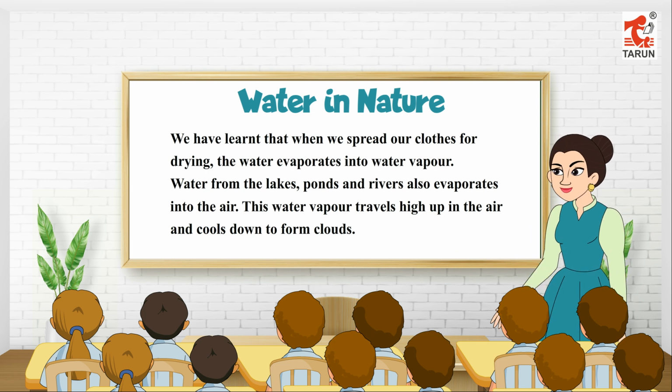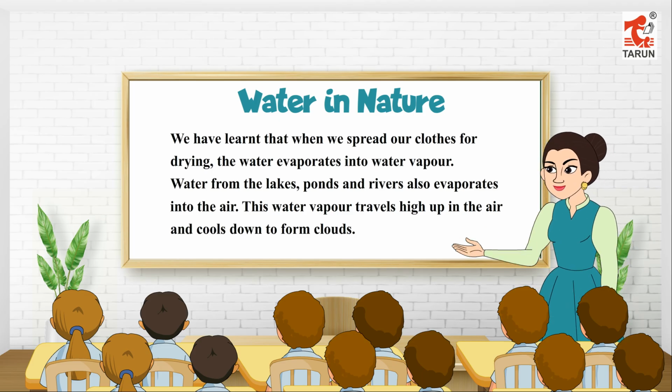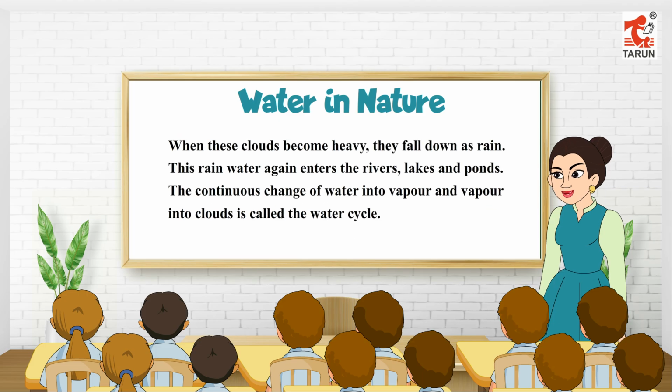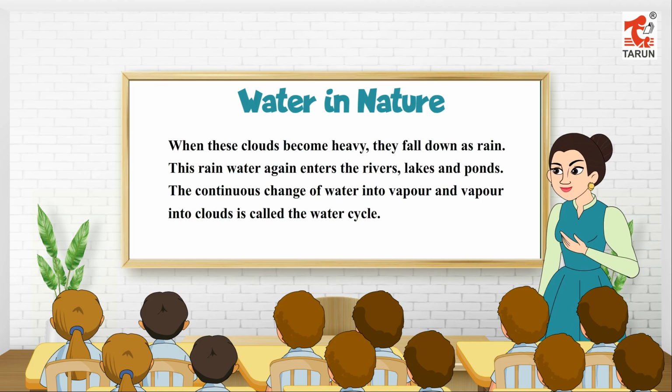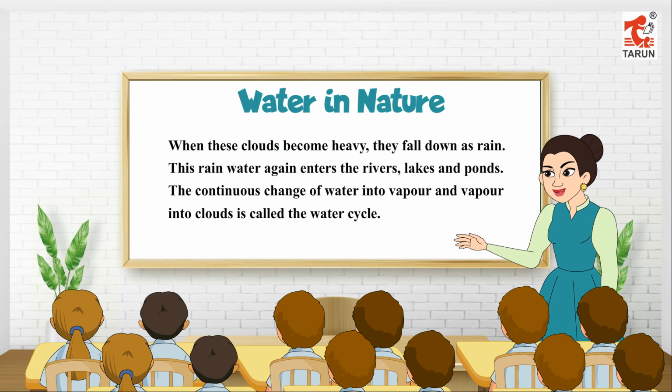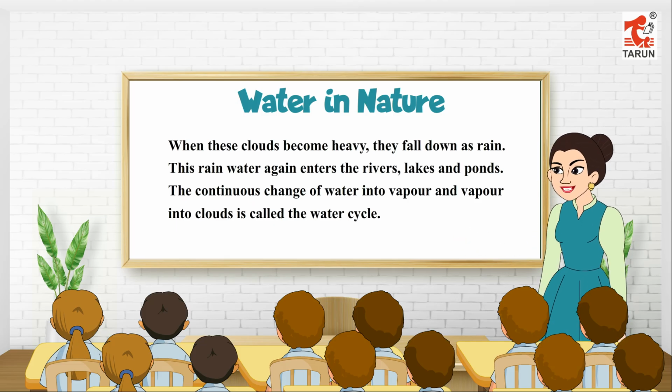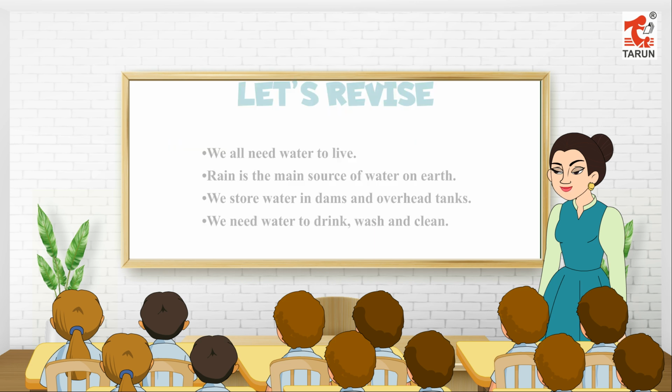We have learnt that when we spread our clothes for drying, the water evaporates into water vapor. Water from the lakes, ponds, and rivers also evaporates into the air. This water vapor travels high up in the air and cools down to form clouds. When these clouds become heavy, they fall down as rain. This rain water again enters the rivers, lakes, and ponds. The continuous change of water into vapor and vapor into clouds is called the water cycle.